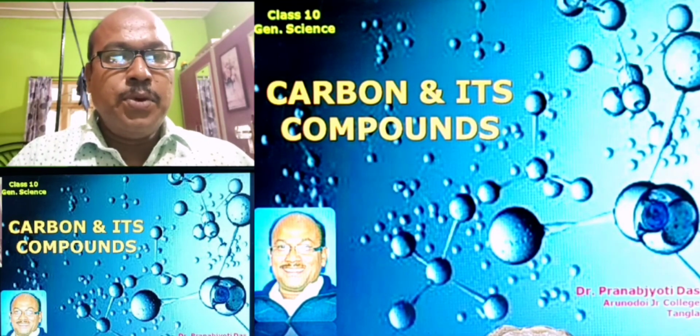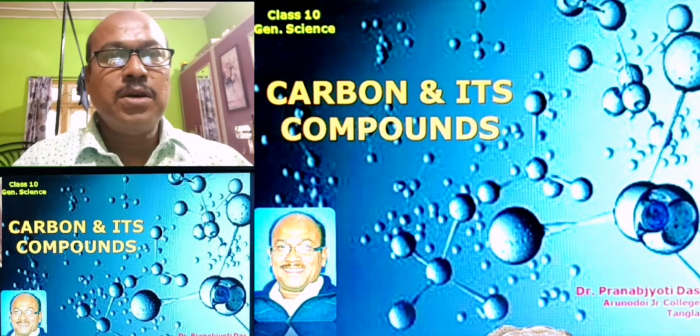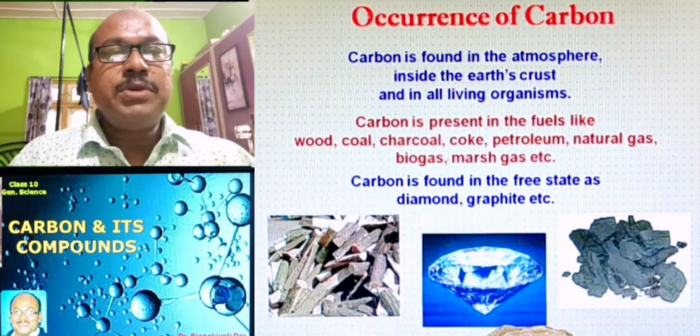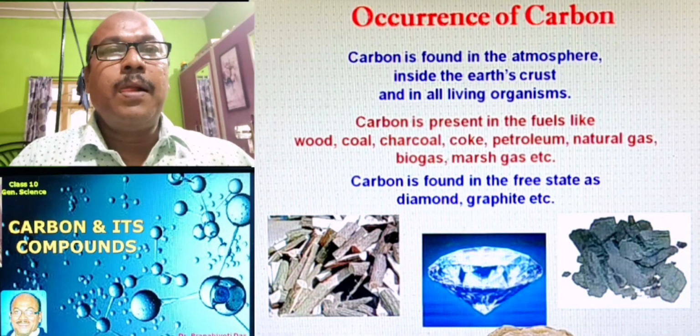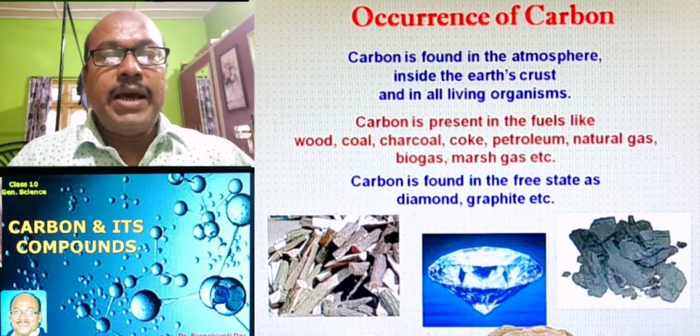We are starting the fourth lesson of your general science, and the lesson is carbon and its compounds. So let's start this lesson. We will start with the occurrence of carbon. Carbon is a most abundantly present element. It exists in nature in different forms.